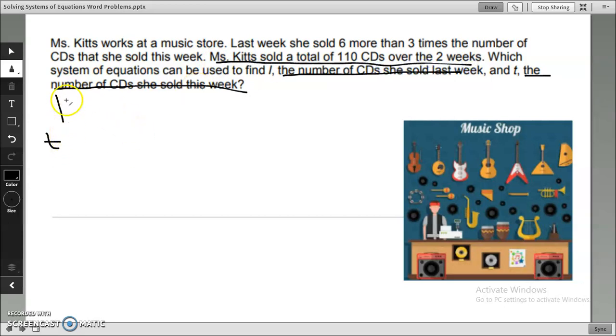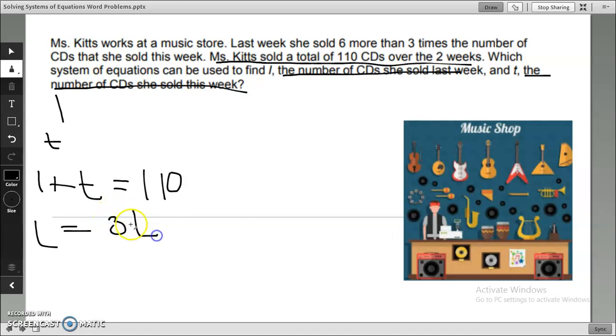So that means that week 1, our last week, this week, so L plus T, and I don't like using T because it looks like my plus sign, is 110 CDs. So there's one. Then let's try to go through and decipher this one. It says last week, so last week is L, right? Do we agree with that? Last week is L. She sold 6 more, so we know 6 more is that plus 3 times the number of CDs she sold this week. So 3 times the number of CDs she sold this week, she has 6 more.